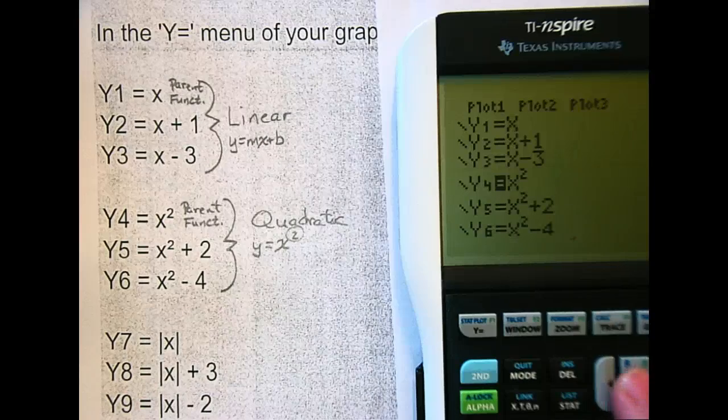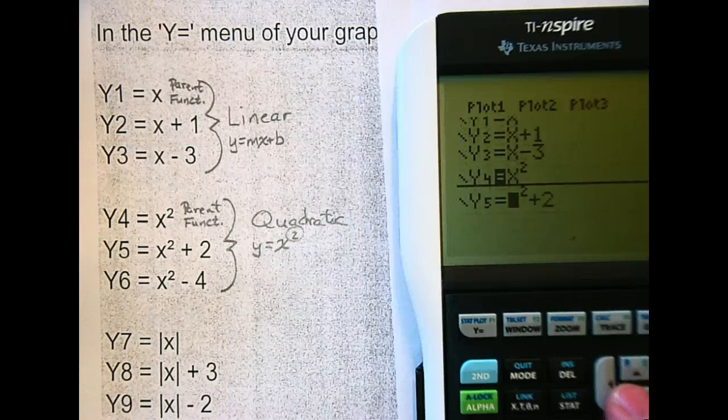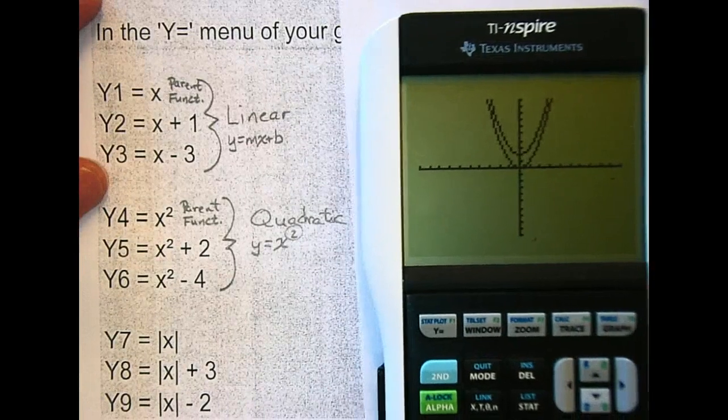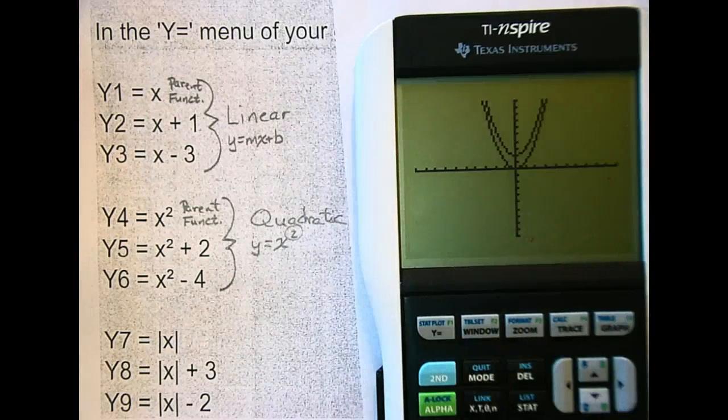Okay. So we'll go back here. I'm going to put the +2. And that shifts my graph up 2 units. Okay? Very good. How many predicted that would happen? Did it do anything else to the graph?